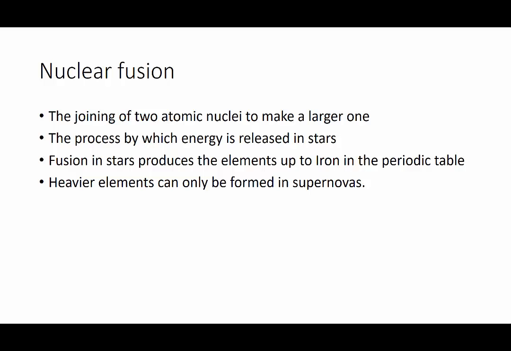Nuclear fusion, the joining together of two small nuclei to make a larger one, which is found naturally in stars. Stars can produce up to iron through fusion, but heavier elements can only be formed in supernova, and that's the evidence that we have that our planet was formed from the remnants of a supernova, because we've got elements heavier than iron.